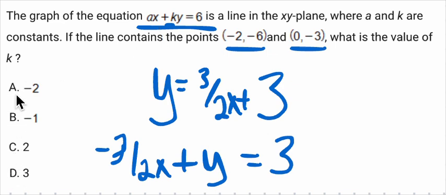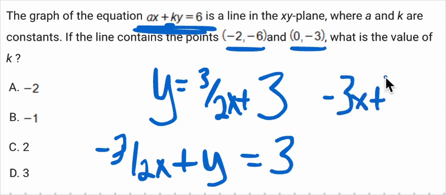When it's in this form, I can't have a fraction here. So what I'm going to do is multiply everything through by 2. If I multiply everything by 2, it's going to cancel that divided by 2 out. So that's going to be left with -3x, and I have to multiply this by 2, so 2y equals 6.